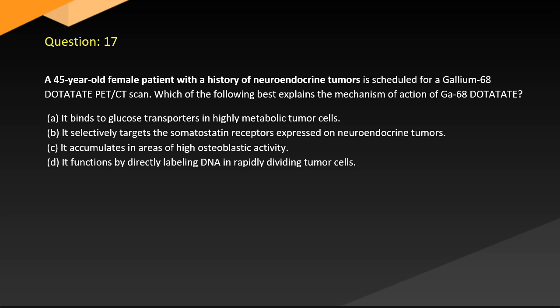Question 17. A 45-year-old female patient with a history of neuroendocrine tumors is scheduled for a gallium-68 dotatate PET scan. Which of the following best explains the mechanism of action of Ga-68 dotatate? A. It binds to glucose transporters in highly metabolic tumor cells. B. It selectively targets the somatostatin receptors expressed on neuroendocrine tumors. C. It accumulates in areas of high osteoblastic activity. D. It functions by directly labeling DNA in rapidly dividing tumor cells.